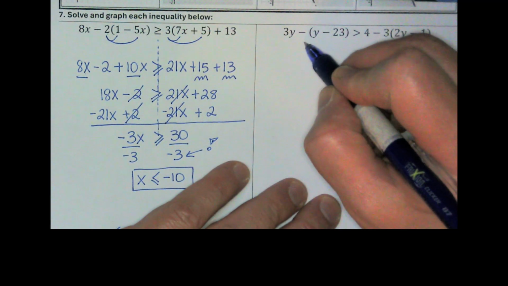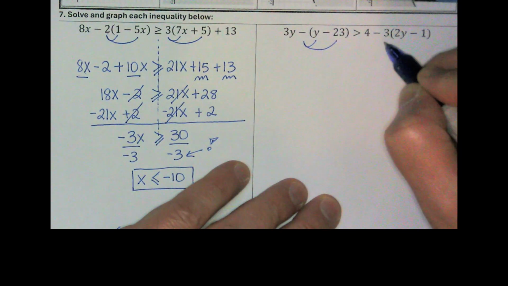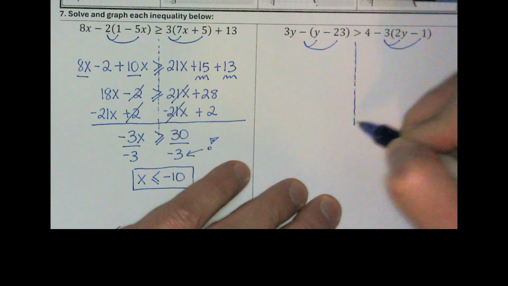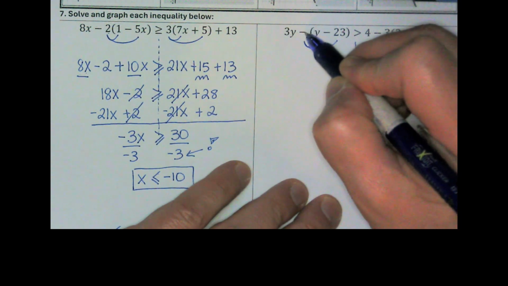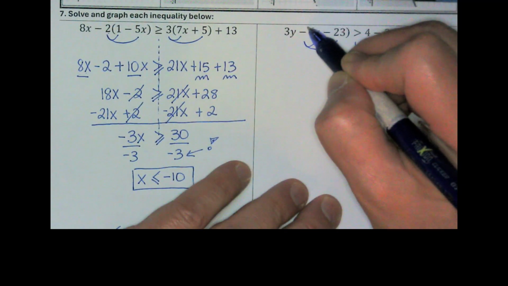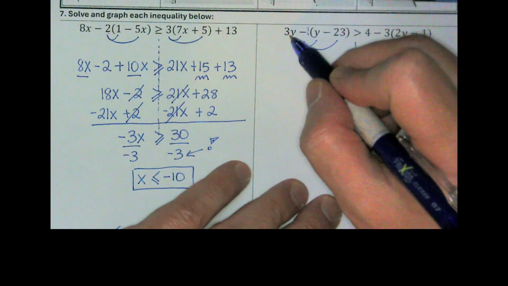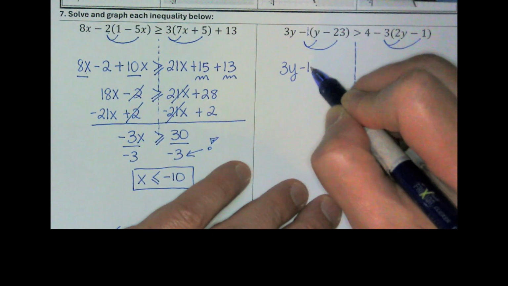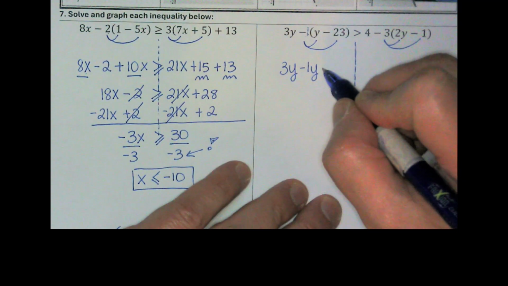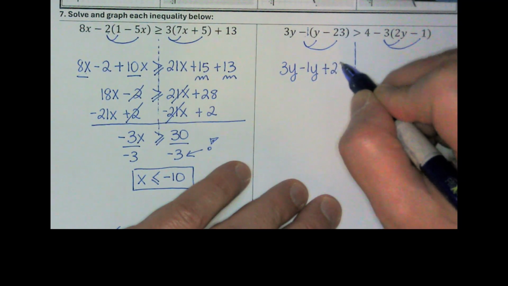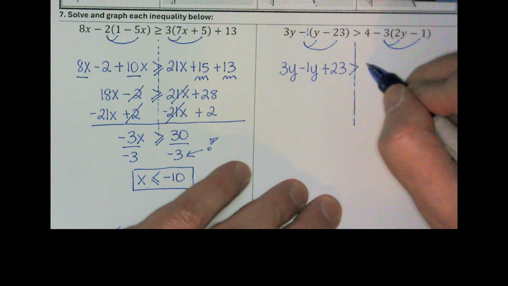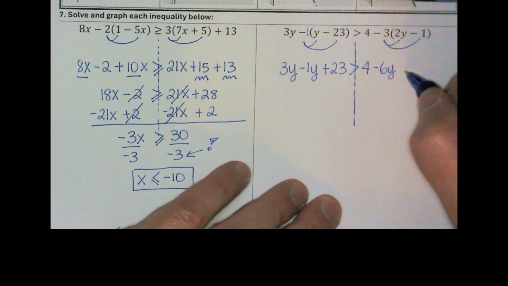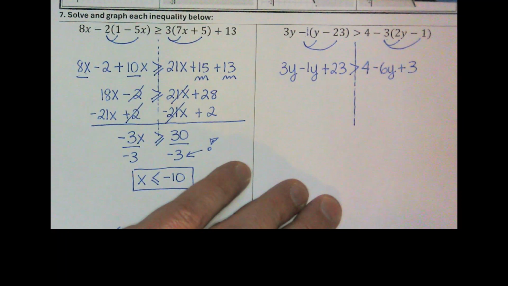Same thing, we have a parenthesis. So first thing I'm going to do is eliminate parentheses by multiplying the numbers that are outside with the numbers that are inside. Please remember, if there's no number between the sign and the parentheses, you put an invisible one. And this 3y, we're going to bring it down. Negative 1 times y is negative 1y. Negative 1 times negative 23 is positive 23. Greater than, bring down the 4. Negative 3 times 2 is negative 6y. Negative 3 times negative 1 is positive 3.